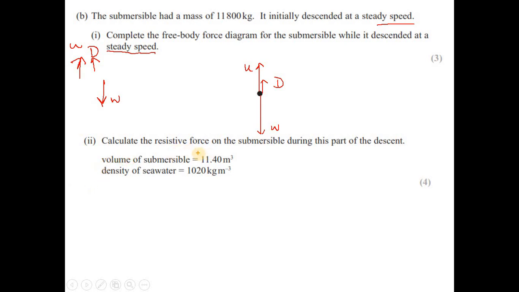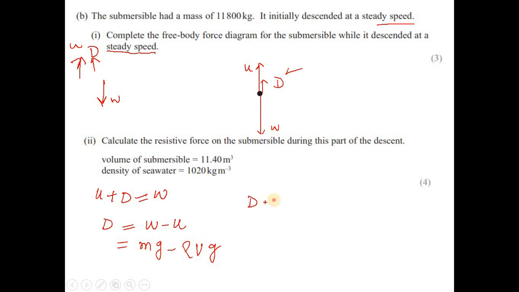Part 2, calculate the resistive force on the submersible during this part of the descent. Resistive force means you need to find drag. And in this diagram, clearly it is at a steady speed, so all the forces are balanced. So U plus D is equal to W. That means D is equal to W minus U. W is weight, which is mg, and U is upthrust, which is equal to rho Vg. So you can substitute all the numbers.